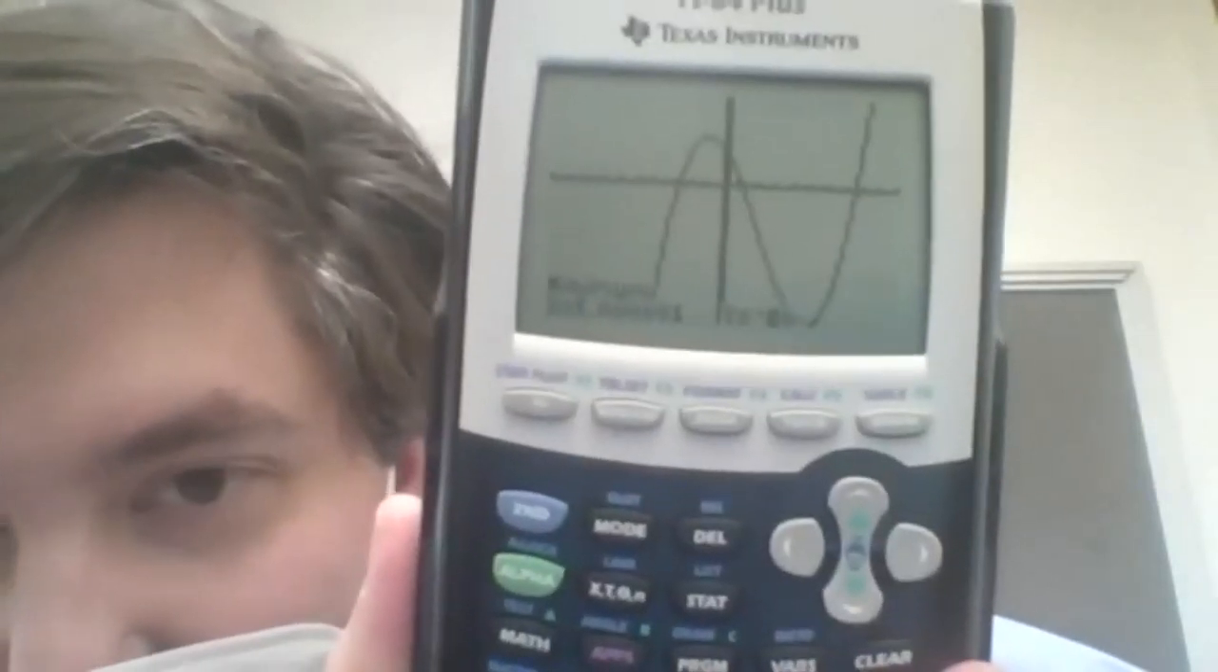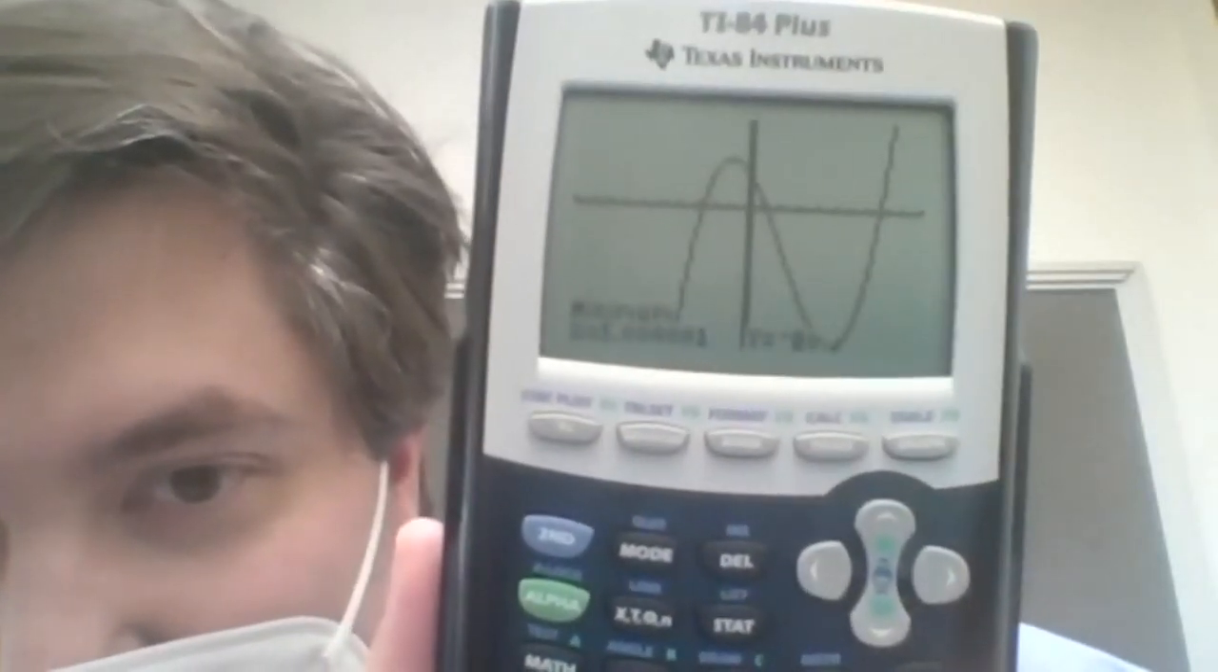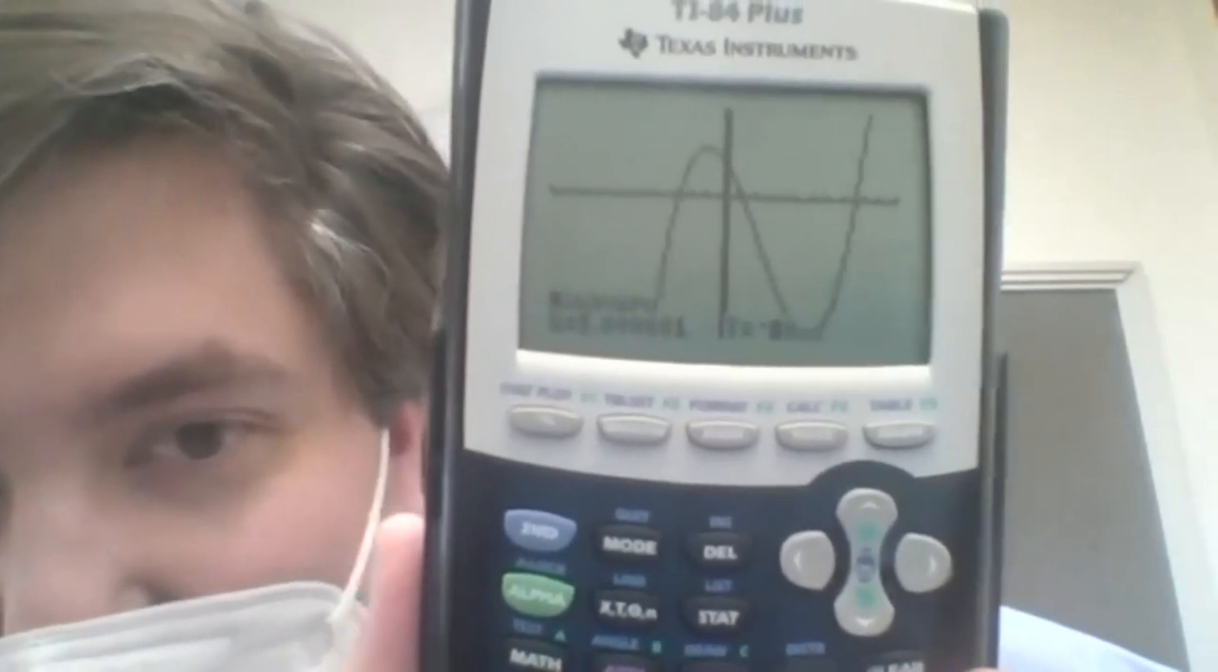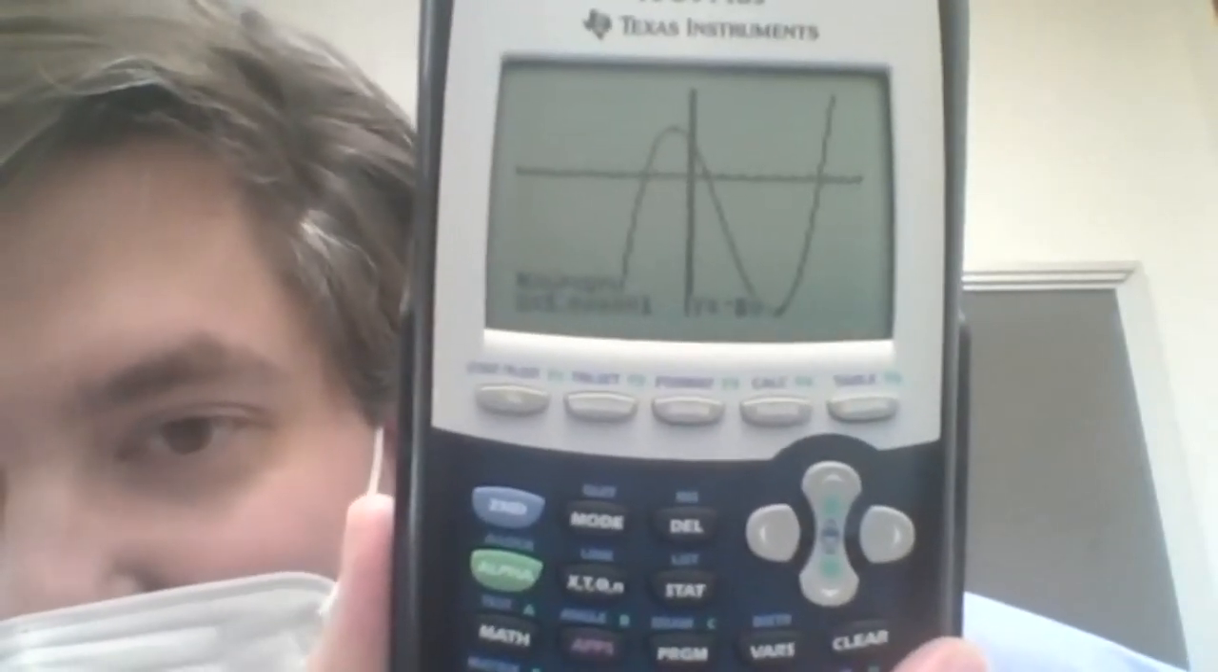Okay, so there you have it. You put a point on the left, you put a point on the right, and you can see there it's 5.000001. So it's basically the number 5. So the point (5, negative 80), that is the low point of that graph.